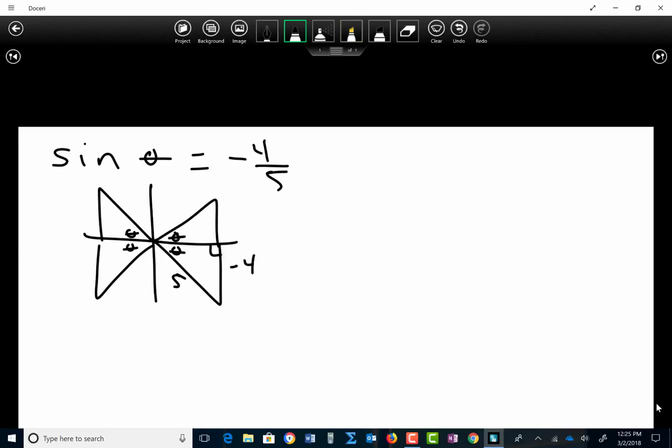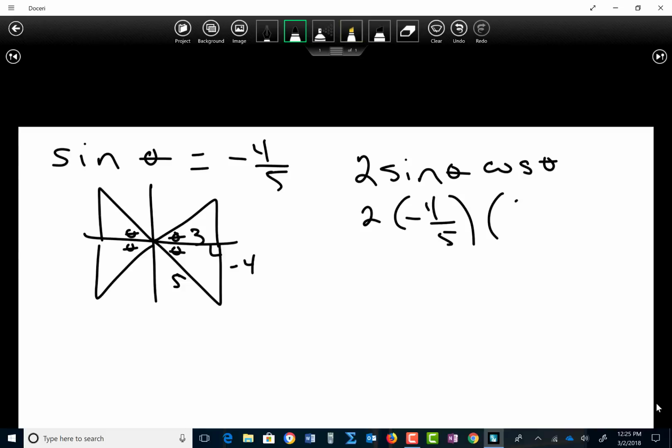So when it says to find sine of 2 theta, the formula for sine of 2 theta is 2 times sine theta times cosine theta. They gave you sine theta. Cosine theta you would have to find, and if you did your Pythagorean theorem, you would find that this side was a 3, so cosine would be 3/5. So if you multiply those fractions, you get negative 4 times 3 is negative 12 times 2 is negative 24 over 25.